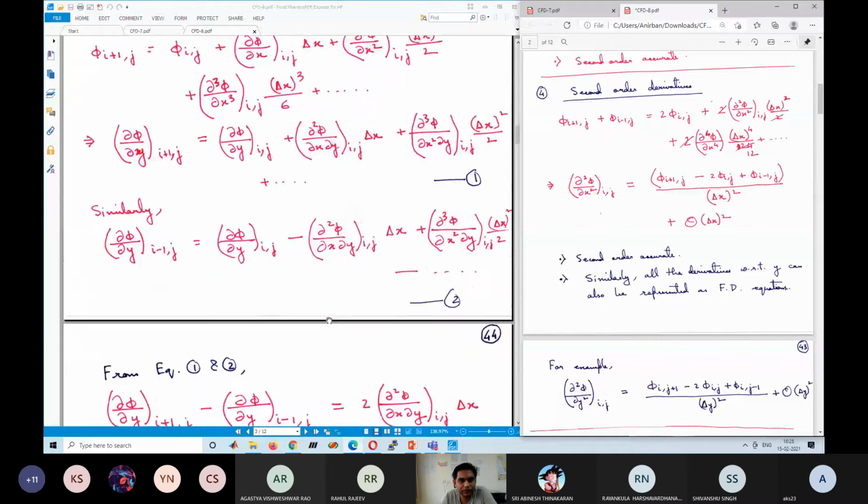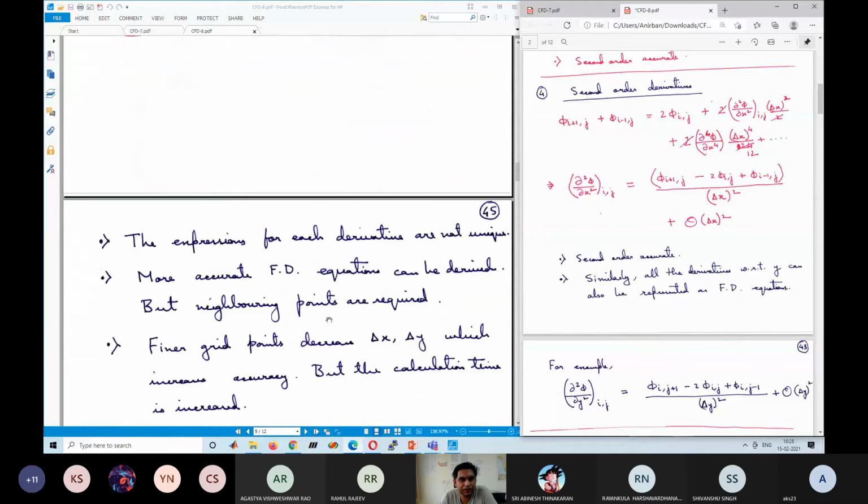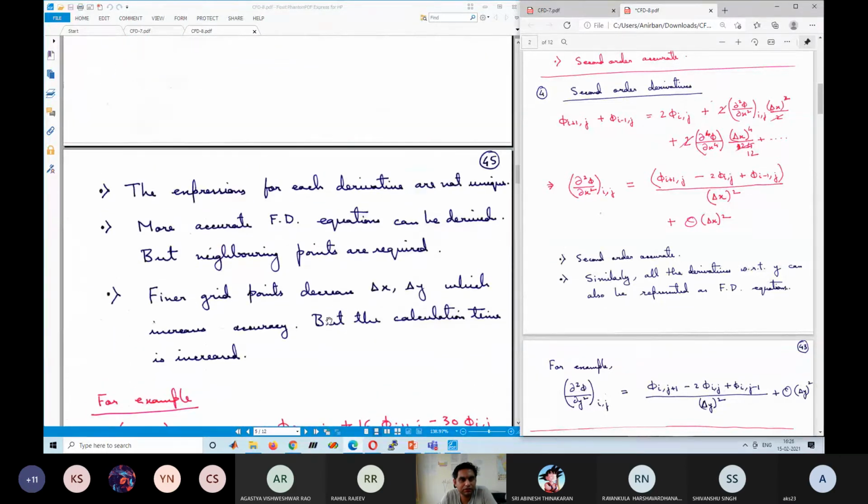We can represent the same thing with fourth order accuracy. For second order accuracy, you need 2 neighboring points. For fourth order accuracy, you will need 4 neighboring points.